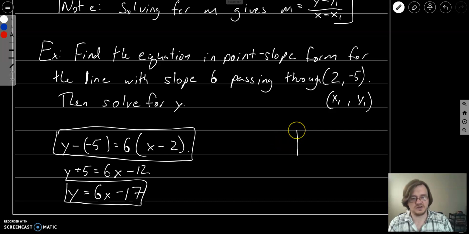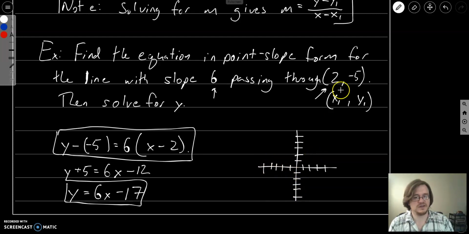And I do want to quickly draw a picture of what this looks like. And I can draw this picture without having to use these equations. I can just use the point and the slope. So if we come out 1, 2, 3, 4, 5 on each axis, this line passes through this point, so let me find this point. And it has slope 6.